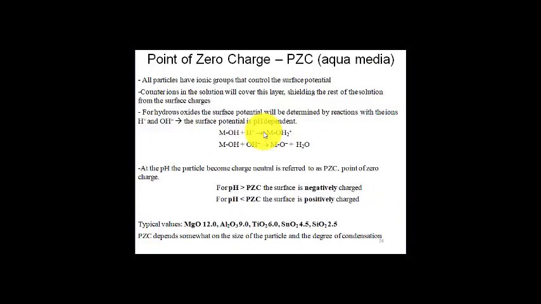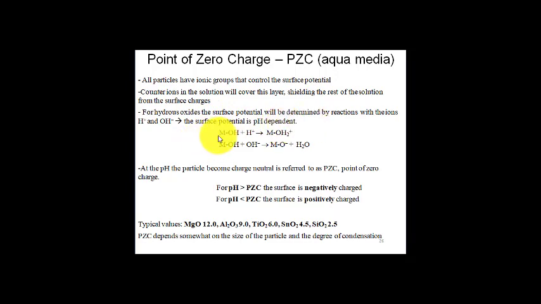Point of zero charge. All particles have ionic groups that control the surface potential. Counter ions in the solution will cover this layer, shielding the rest of the solution from the surface charges. For hydrous oxides, the surface potential will be determined by reactions with ions like hydrogen ions and hydroxyl ions, and the surface potential is pH dependent.